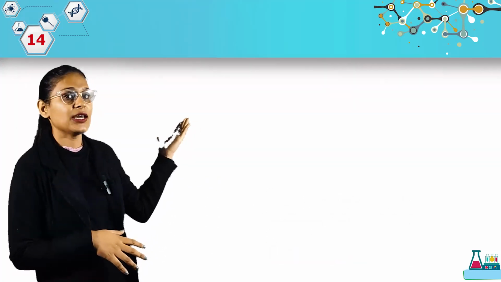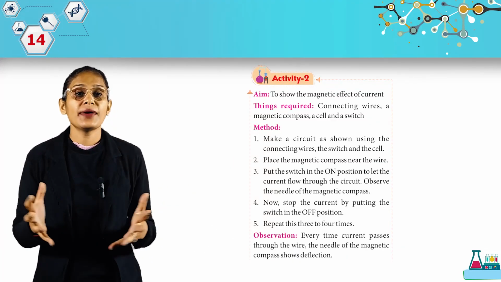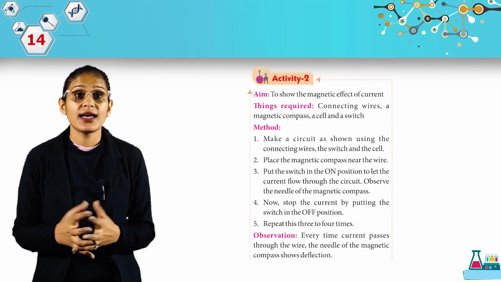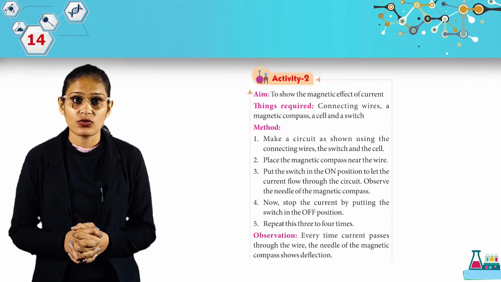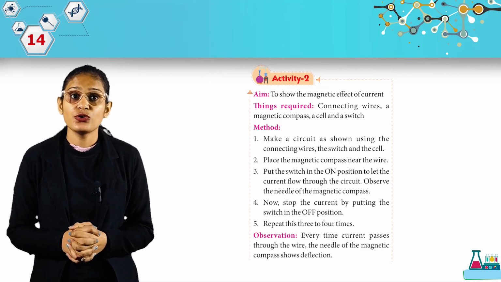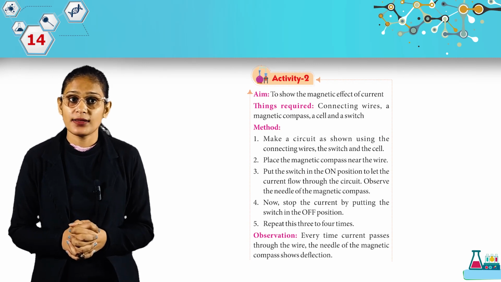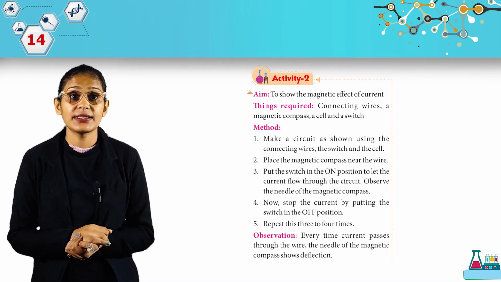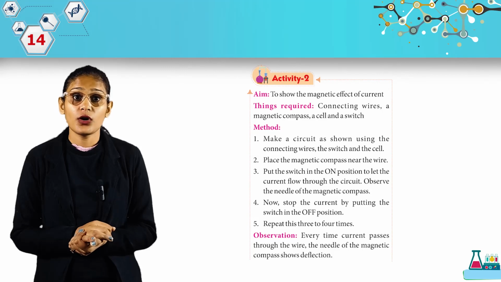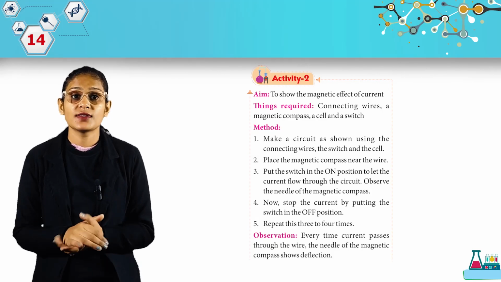Now we have activity 2. Aim: to show the magnetic effect of current. Materials: connecting wires, a magnetic compass, a cell and a switch. Method: make a circuit as shown using the connecting wires, the switch and the cell. Place the magnetic compass near the wire. Put the switch in the on position to let the current flow through the circuit.